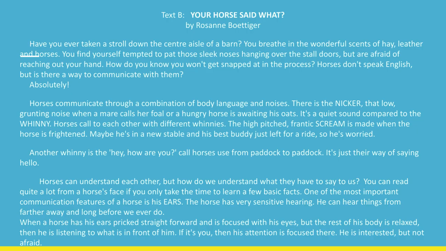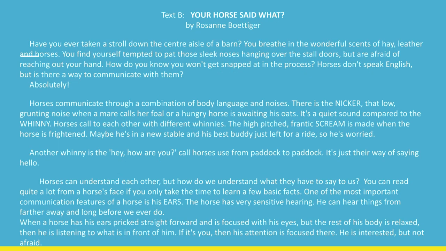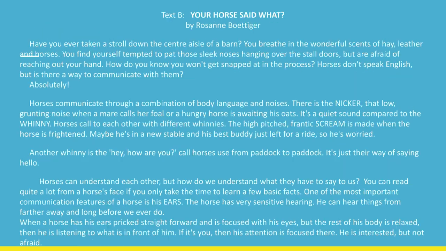So we just read both of the texts, and we can already say that they definitely have some things in common. They both are focused on the same topic, which is horse talk. They both say similar things. In text A, Horse Talk, they're talking about the sounds that horses make, and they're also talking about the different body language that a horse may use when it's trying to communicate something. For example, they talk about the ears and how if they let their ears down, they feel safe and relaxed.